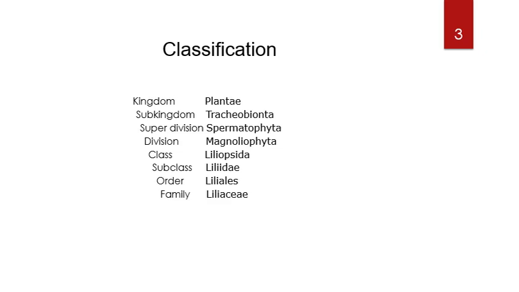Magnoliophyta, as you know, indicates that these plants have flowers. So these are flowering plants. The class of this family is Liliopsida. So these are the monocotyledons. The subclass of this Liliaceae family is Liliidae. Then the order is Liliales, and the family is Liliaceae, which is also called the lily family.